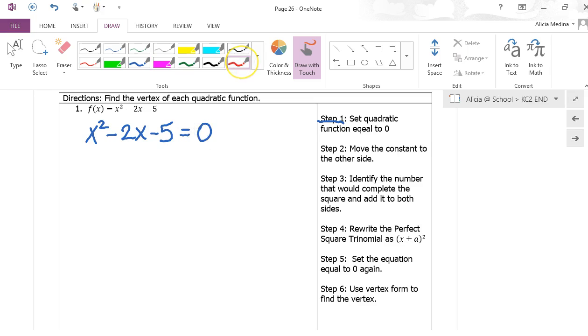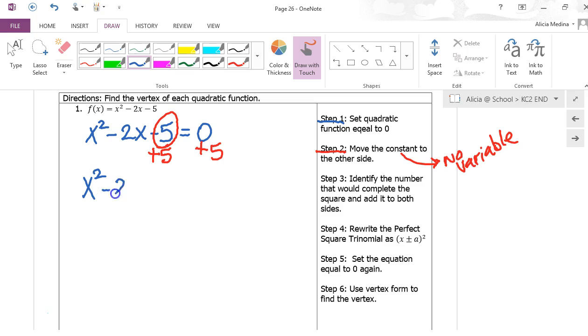Alright, next step says, step 2, move the constant to the other side. So remember, the constant is something with no variable, right? There's no letter attached to it. It is just the number. So a constant in this case is going to be that 5. And the way I move it over, if I'm subtracting, I do the opposite, the inverse operation. And whatever I do to one side, I have to do to the other side. So what that gives me on the left side is x squared minus 2x equals, I'm going to leave a space there, 0 plus 5 is 5.